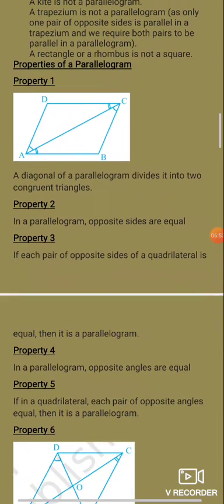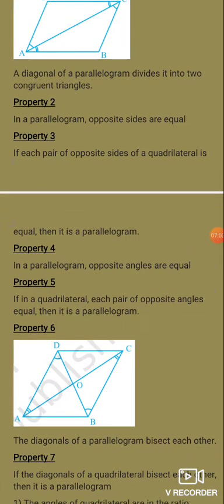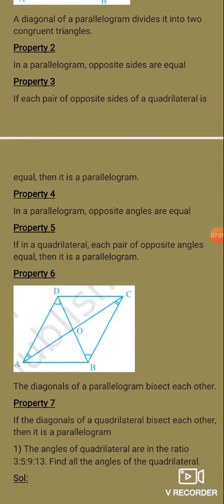Okay. Now the next one: in a quadrilateral, if each pair of opposite angles is equal, then it is a parallelogram. That is the converse of that. The next property: the diagonals of a parallelogram bisect each other.